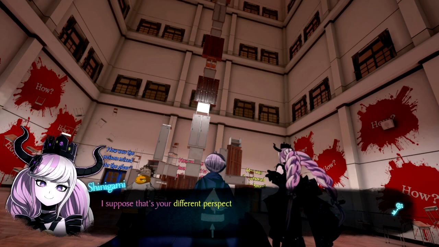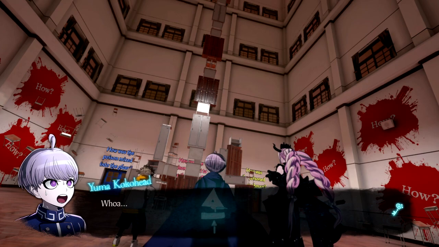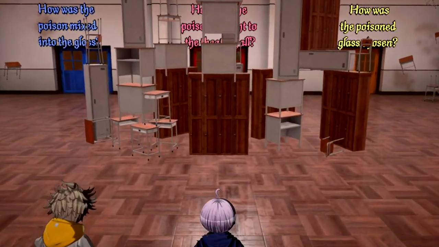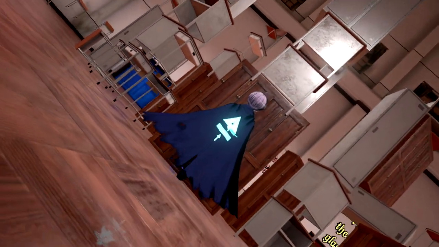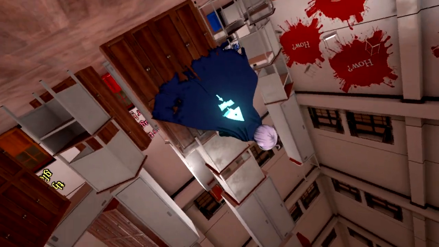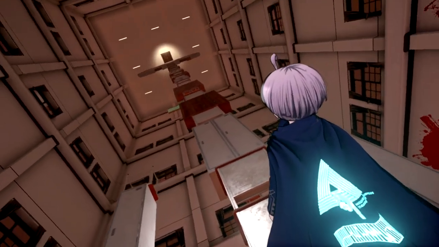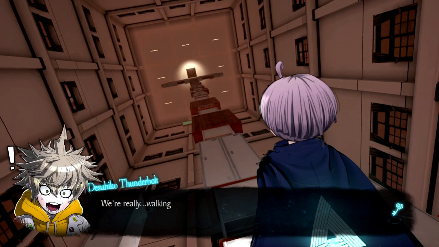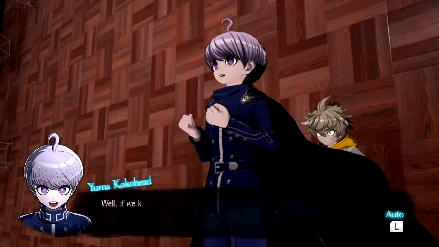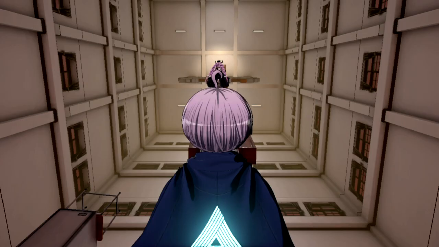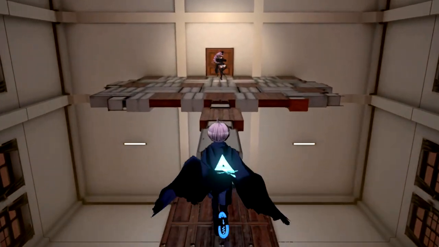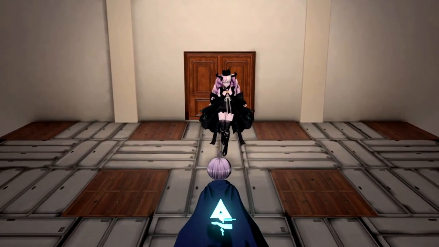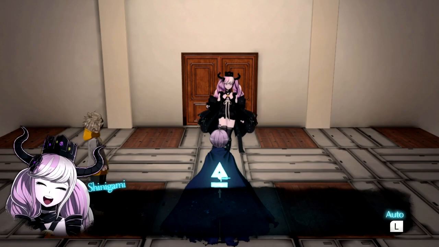I suppose that's your different perspective. Whoa. I'm afraid of heights. I'm a watchmaker. Yes. Exactly what I would have expected. We're really walking on another side. Well, if we keep moving, then... It's another door to explore anyway. Look, it's a new route!